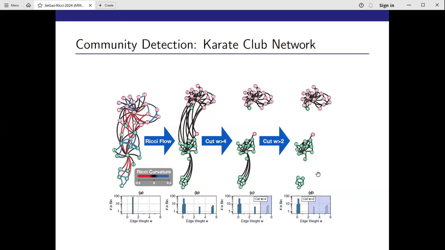In this case, there's another group of edges that are also relatively longer than the others. We could cut it again, and this will partition one of the communities further into smaller communities. So this is what happens when you run Ricci flow on a graph, and you get this very clear structure of communities being stretched away, and you can easily cut them to get the community structure.